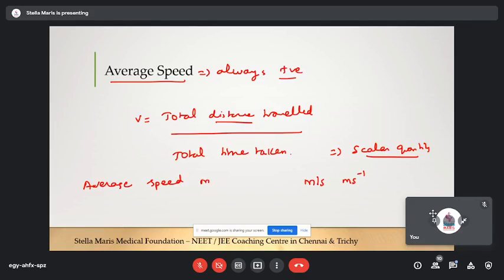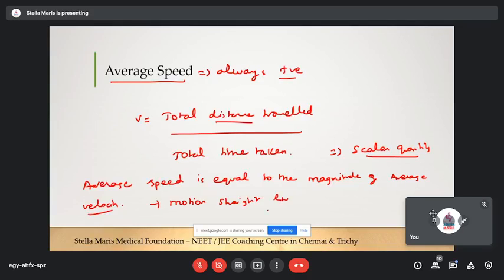Another thing we can say is that average speed is equal to the magnitude of average velocity. Average speed is equal to the magnitude of average velocity. You understand this? But for that we have a condition: the motion should be along a straight line, and it should be along the same direction.